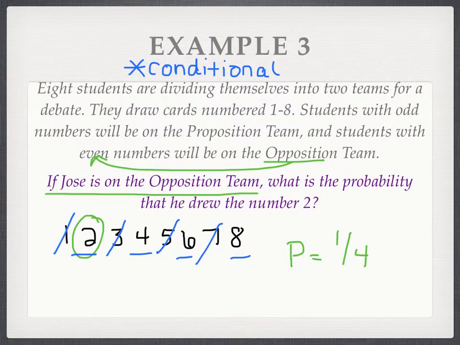So that's what I meant earlier when I said the probability of B given A. What's the probability that he drew the number 2 given that he was on the opposition team? Okay, so it's not just the probability that he drew the number 2, it's the probability he drew a 2 when we already know something else is true.